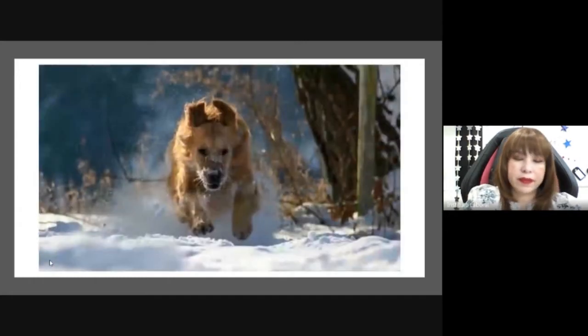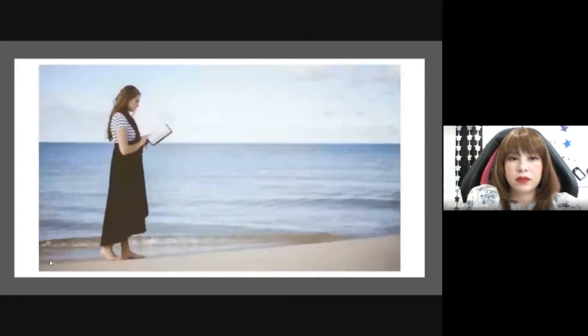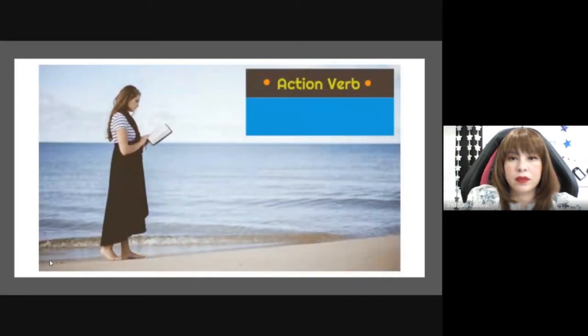Let's look at this picture. What does this dog do in the picture? What is the action verb? Yeah, this dog runs. Action verb. Cool. Let's look at this one. What does this lady do in the picture?